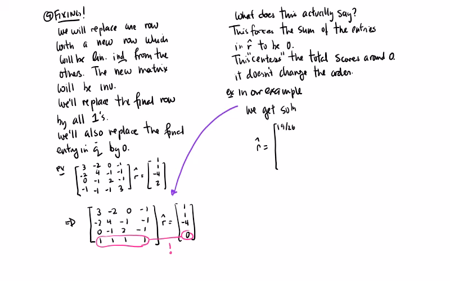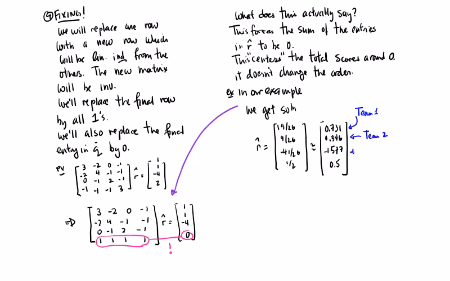This is 19/26. This is 9/26. These are exact, and then I'll give approximate. So the approximations are nice because they give us sort of numbers we can sink our teeth into. So it's 0.731, 0.346, negative 1.577 and 0.5. So what we would say in this case is these are the numbers we assign to the various teams. So we would say this is team 1's rank, this is team 2's rank, this is team 3's, this is team 4.